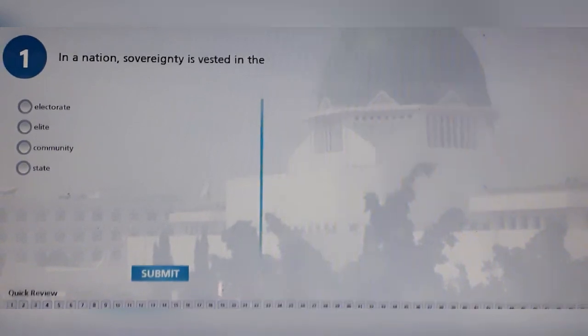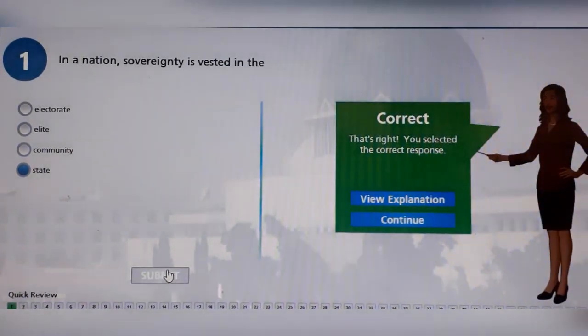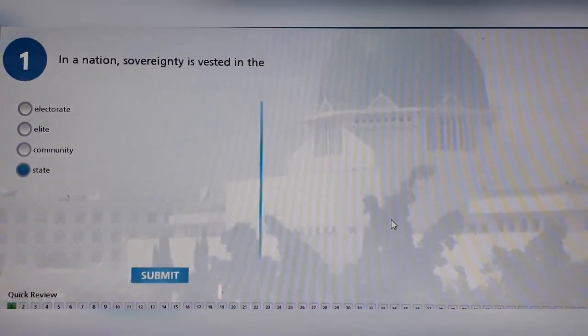Of course, we know in a nation, the supreme power of the state over its citizens is sovereignty and is vested in the state. The supreme power of the state over its citizens. So our correct answer is option D. Let's move over to number 2.